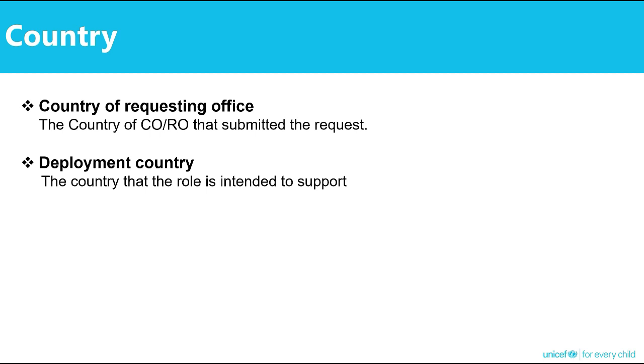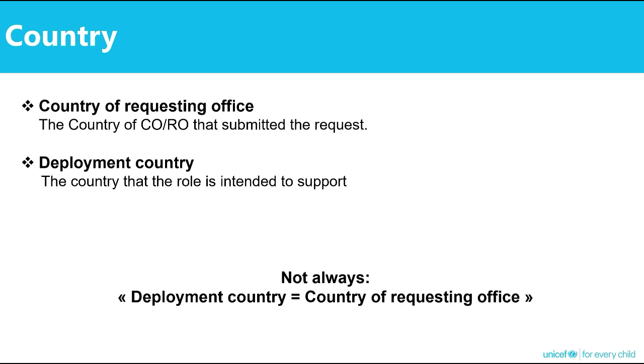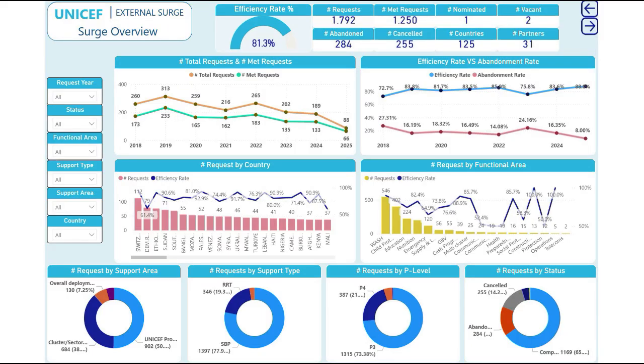It's important to note that deployment country is not always the same as the country of the requesting office. For example, a country office might request a role for a neighboring country if there are operational or access restrictions. For example, the Egypt country office may request the role to support the state of Palestine. In our dashboard, we just covered the deployment country to keep our dashboard efficient and to the point.